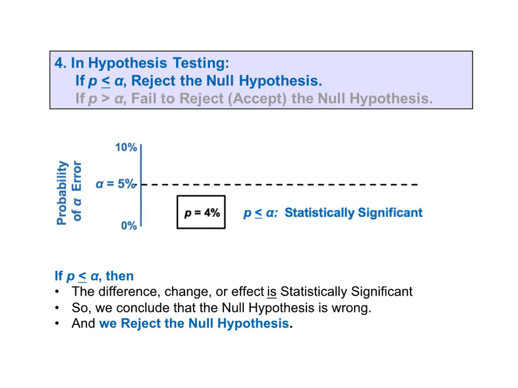Let's first deal with the case where p is less than or equal to alpha. Then the probability of an alpha error, p, is less than or equal to the level of significance alpha. We are willing to tolerate that level of p and still call the results statistically significant. So we conclude that any difference, change, or effect observed in the sample data is statistically significant. Now that contradicts the null hypothesis, which states that there is no statistically significant difference, change, or effect. Since the results of our test contradict the null hypothesis, we reject the null hypothesis.